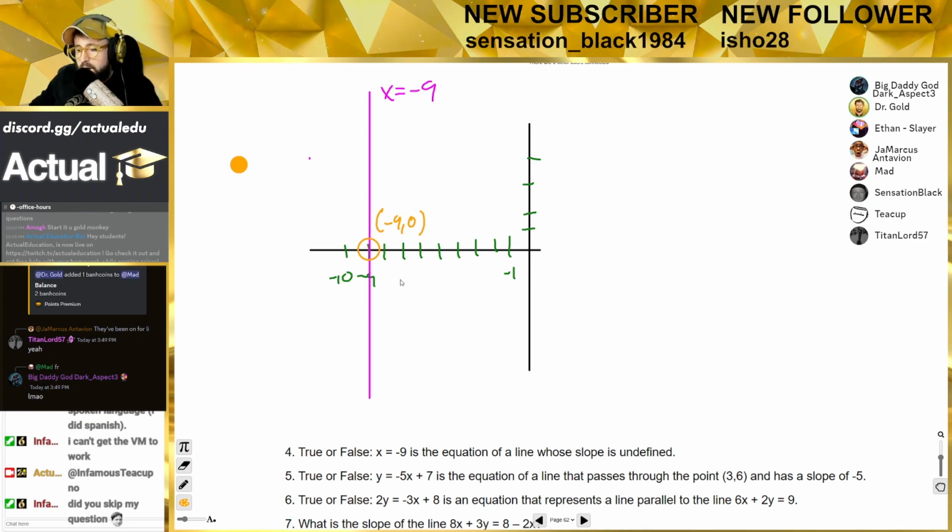All right, what if we had another point up here? Let's say this is like 4. What would this point be? Negative 9, 4. Good. Now let's say I want to find the slope between these two points. So slope, remember, is equal to delta y over delta x. What's the change in y between these two points as I go from here to here?